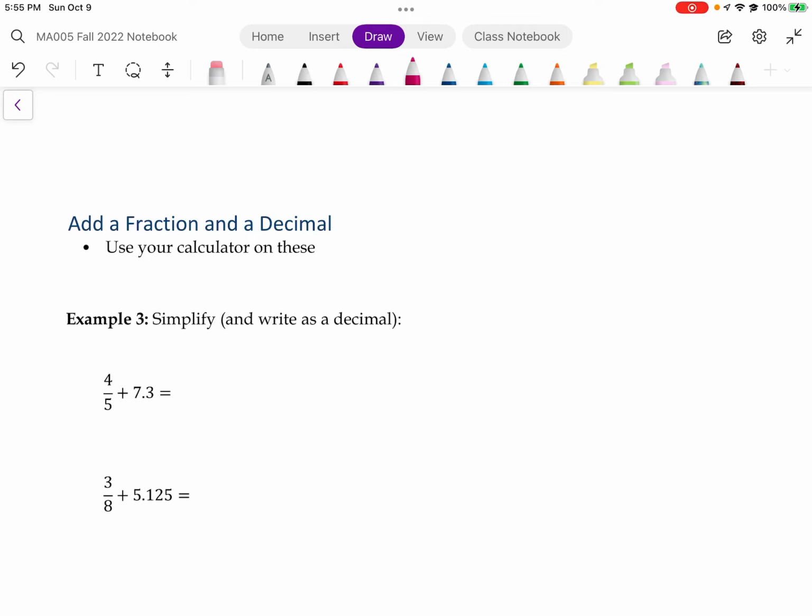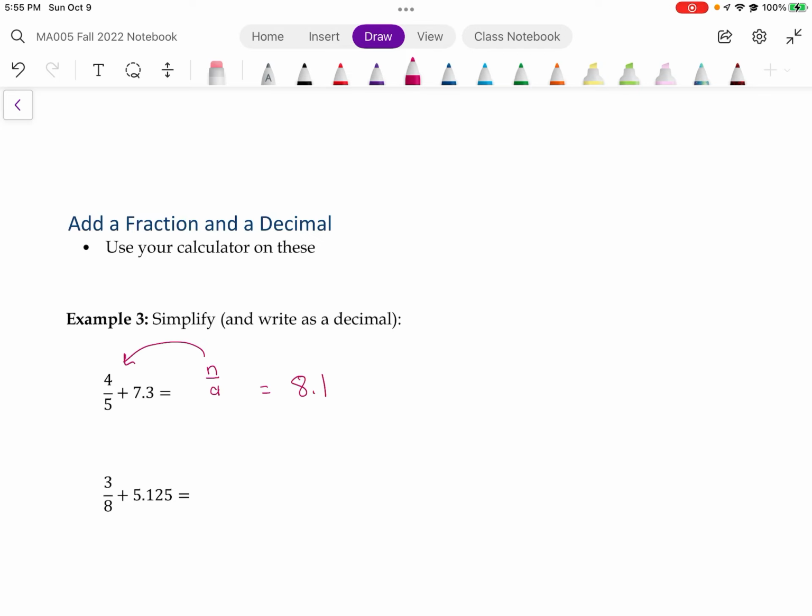So all you're going to do is take your calculator. You're going to use the N/D button to put that in. So it will literally look just like that. Just put 4/5 plus 7.3. Give it a try. Pause the video and see what you get. All right, so you should get 8.1.